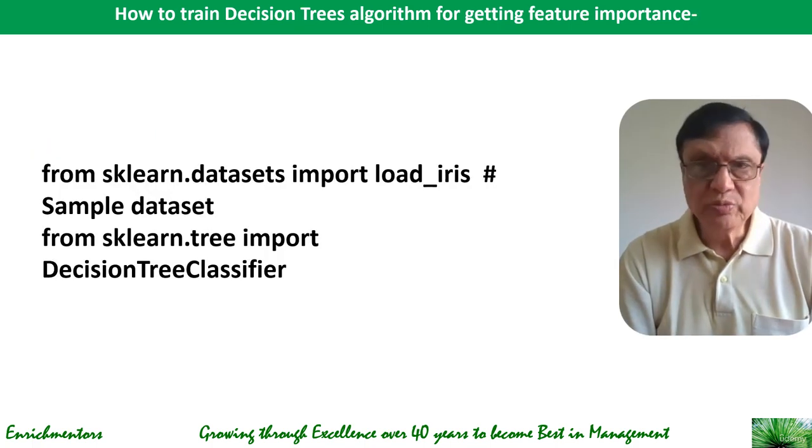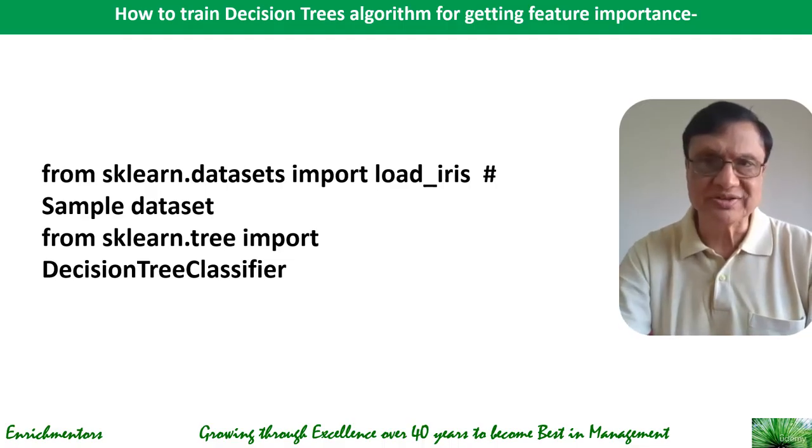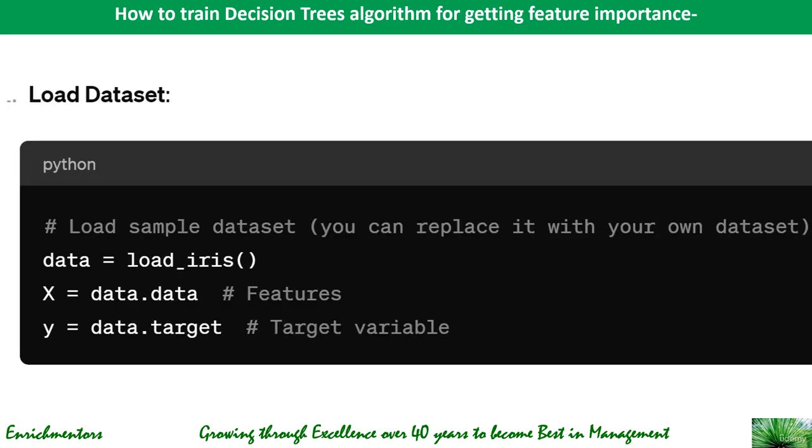So what do you do before you take the first step of training the decision tree algorithm? Obviously, before the first step, you need to load the decision tree classifier into your system so that you can start working on it. So what is the first step that you need to do to train decision tree algorithm for getting feature importance? Obviously, you need to load the data set. That is the first step.